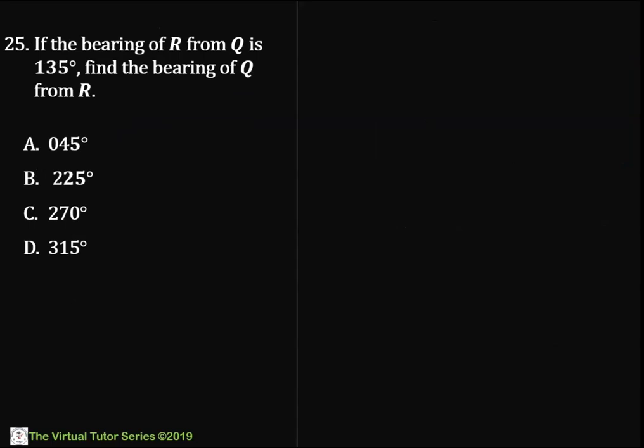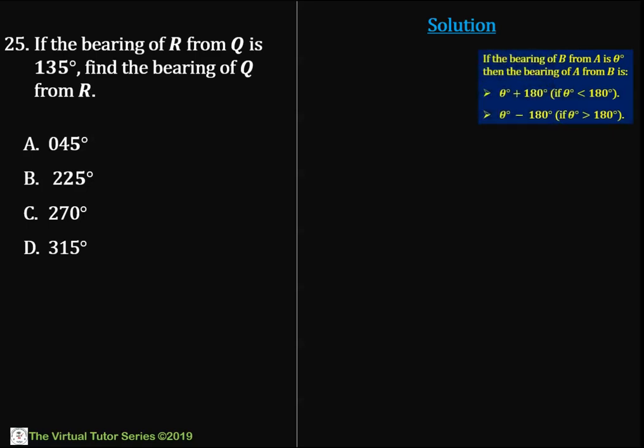Question 25. If the bearing of R from Q is 135 degrees, find the bearing of Q from R. Solution. We can solve this question using the reversal bearing rule, which states that if the bearing of B from A is theta degrees, then the bearing of A from B is theta degrees plus 180 degrees if theta is less than 180 degrees, theta degrees minus 180 degrees if theta is greater than 180 degrees.